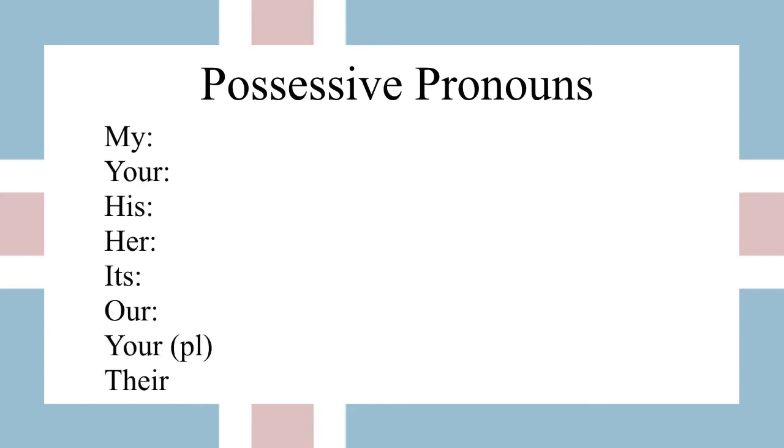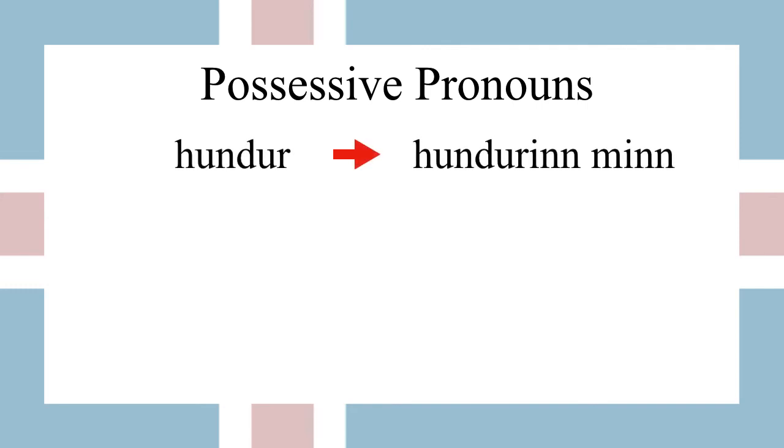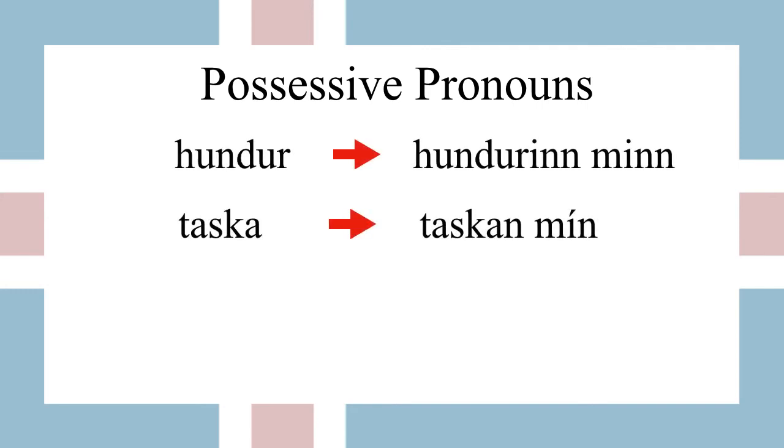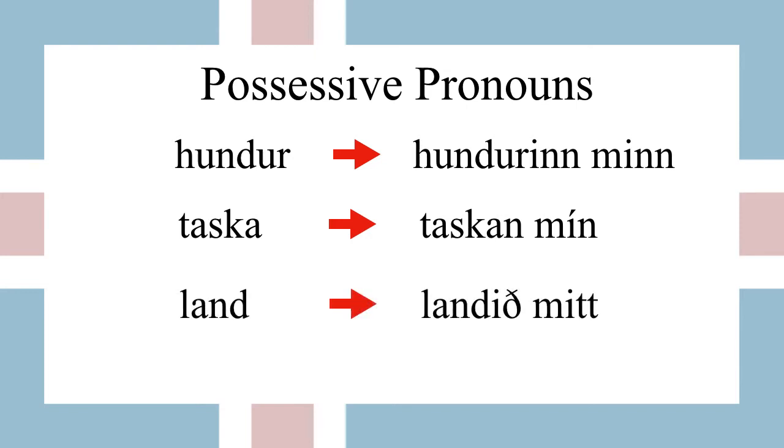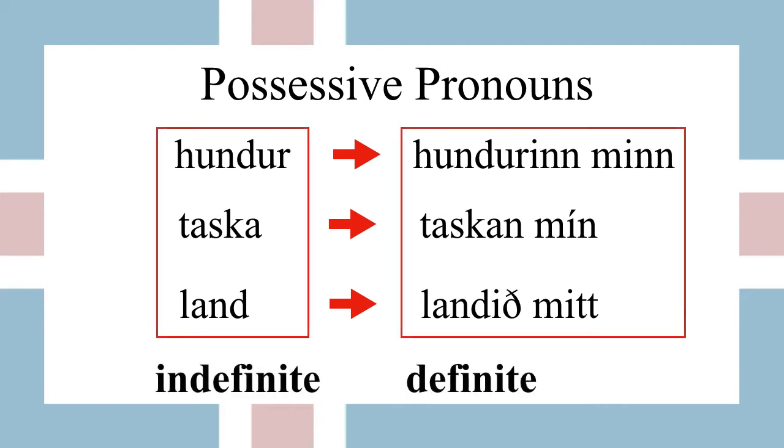The next way you can form definite nouns is through the use of possessive pronouns. These are the possessive pronouns in English. In Icelandic, we have mín and all its forms, þinn and all its forms, hans and sinn and all the different forms of sinn, hennar, þess, okkar, ykkar, and þeirra. So let's look at some examples. Hundur, a dog, becomes hundurinn minn, my dog. Taska becomes taskan mín, my bag. Land becomes landið mitt, my country. All these words on the left side are indefinite. All the words on the right side are definite.